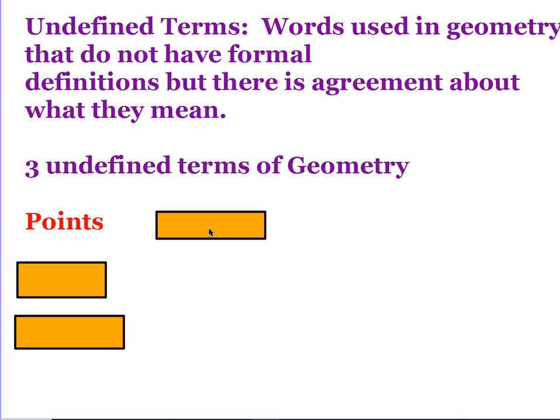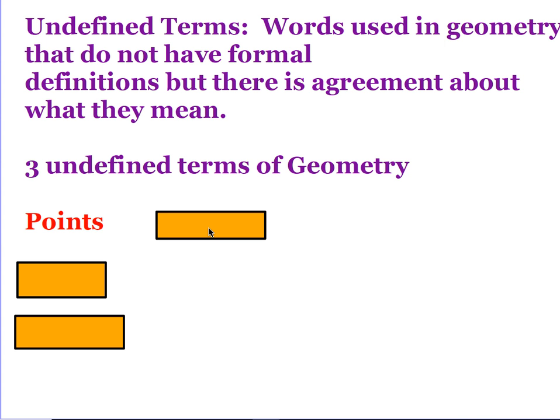Okay, so points are the first undefined term of geometry that we have. And if you think about it, if you try to define point, you're probably going to try to use point in the definition. That's where it is one of those undefined terms, because it's hard to really give it a definition. It's more of just that point over there, right?